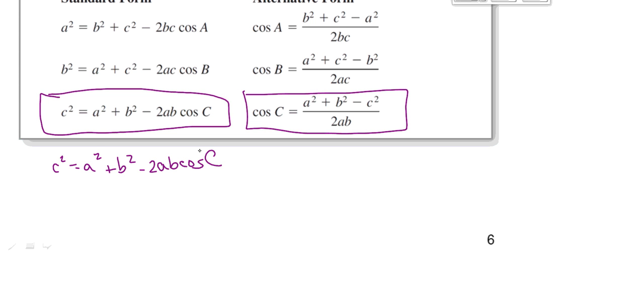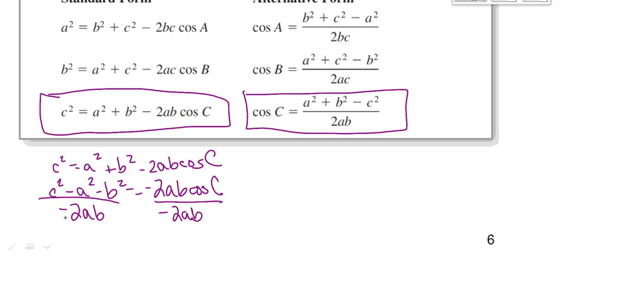And sometimes I have students just solve this for the cosine of C. If you think about what you would do, you would subtract a squared and subtract b squared. So that gives you c squared minus a squared minus b squared equals negative 2ab cosine C. And then we divide by negative 2ab on both sides. And that gives us c squared minus a squared minus b squared all over negative 2ab equals cosine capital C.